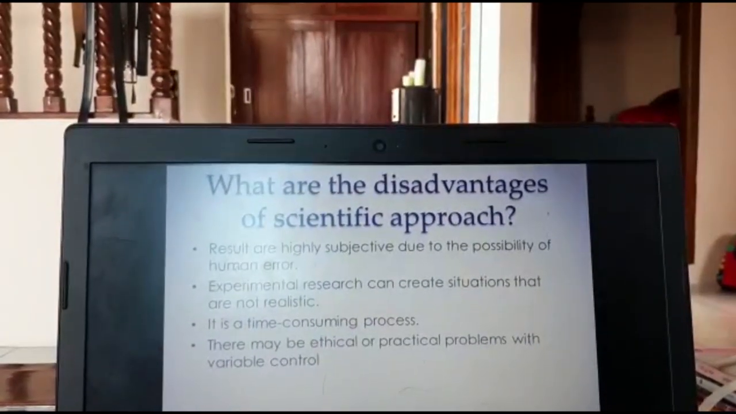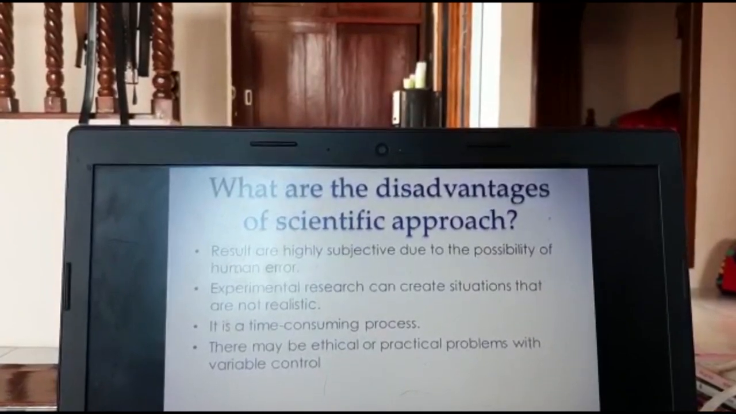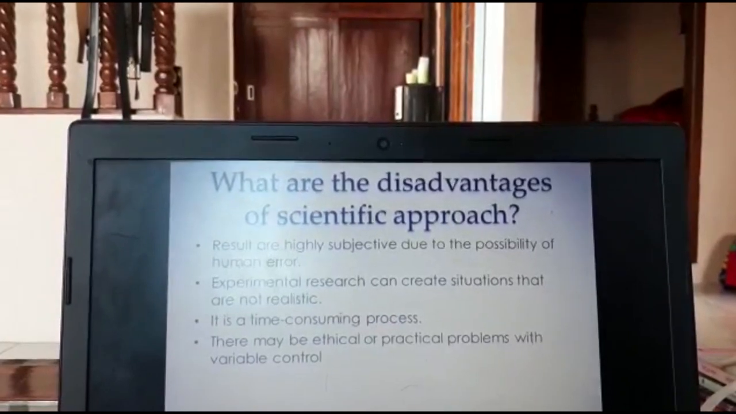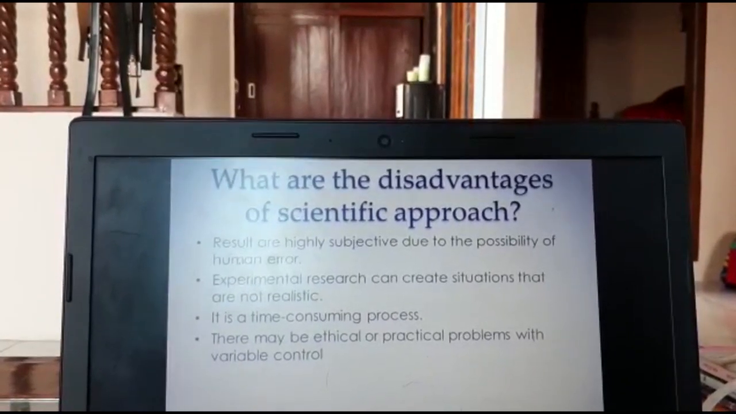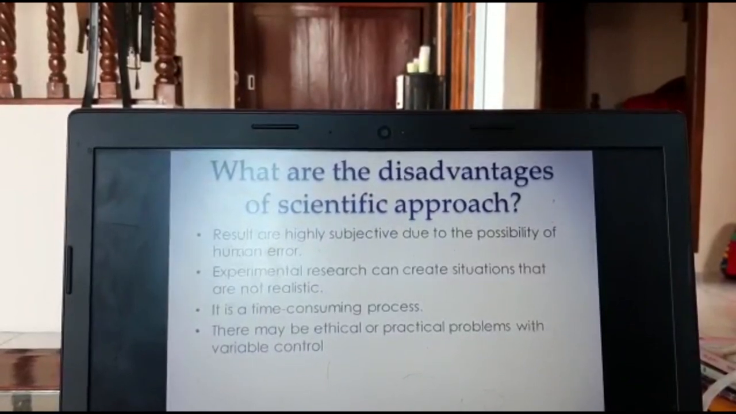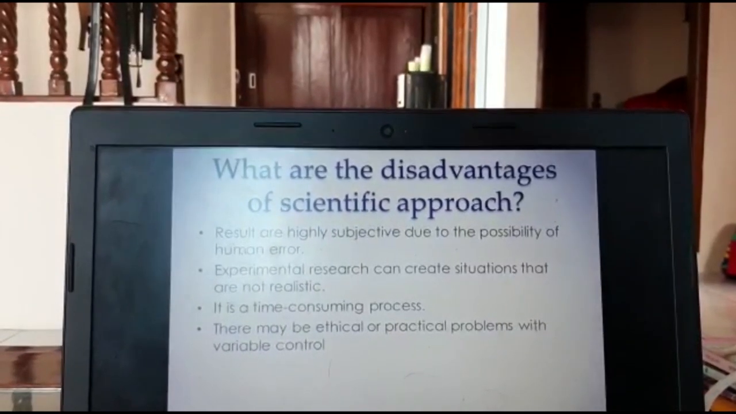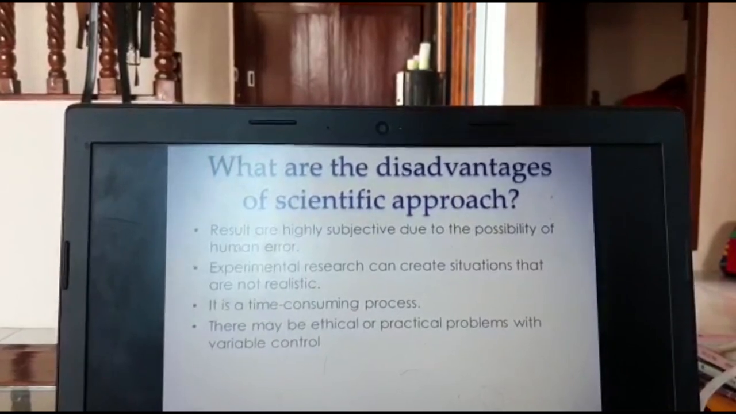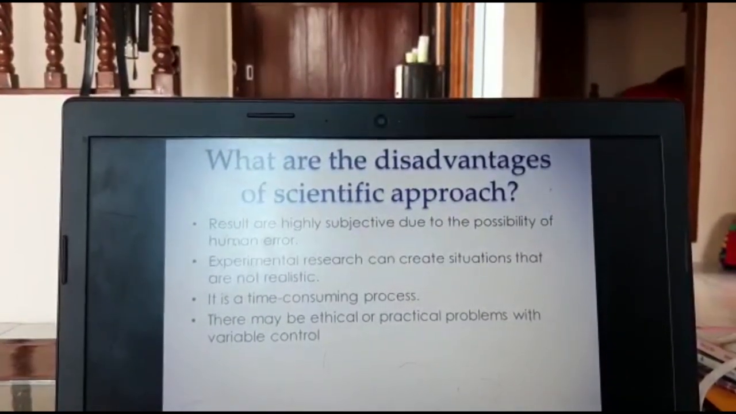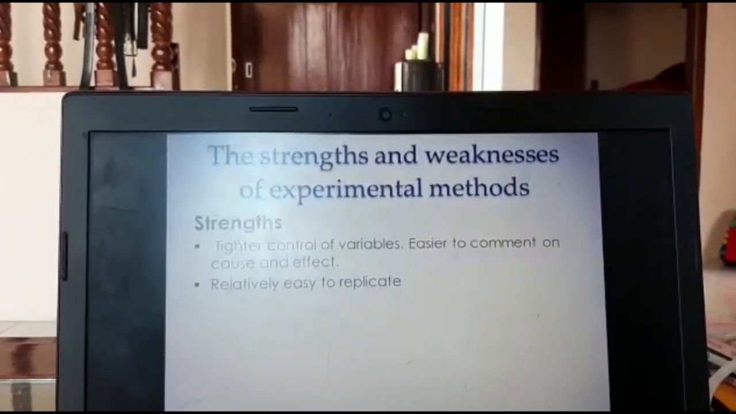And what are the disadvantages of the scientific approach? The first one is results are highly subjective due to the possibility of human error. Second, experimental research can create situations that are not realistic. It is also a time-consuming process. And the last is there are many ethical and practical problems with variable control.